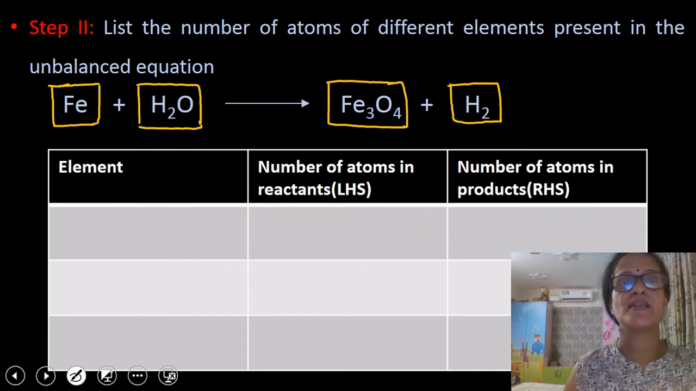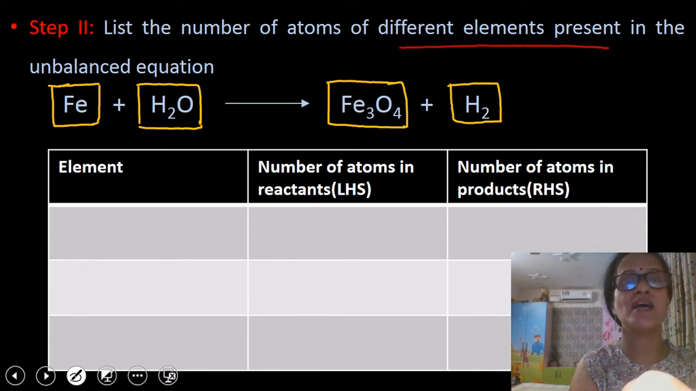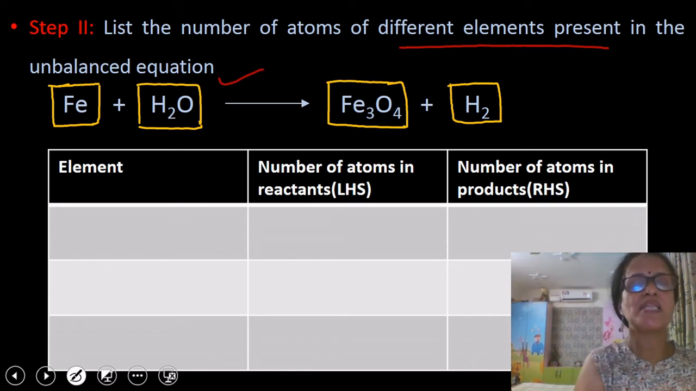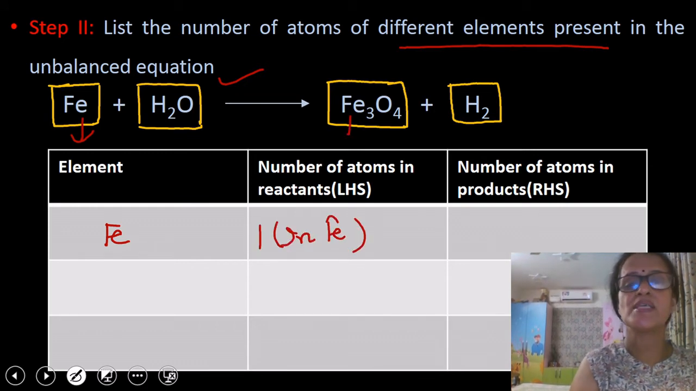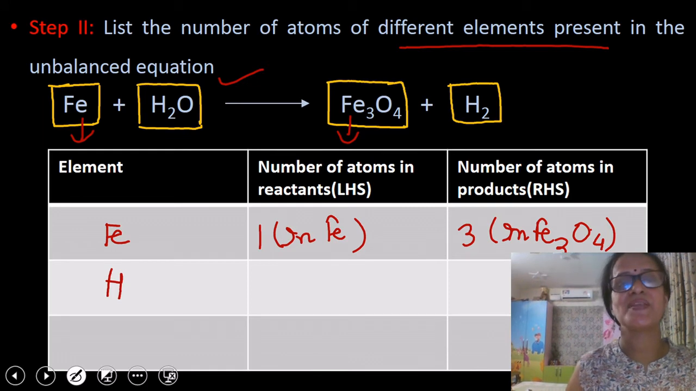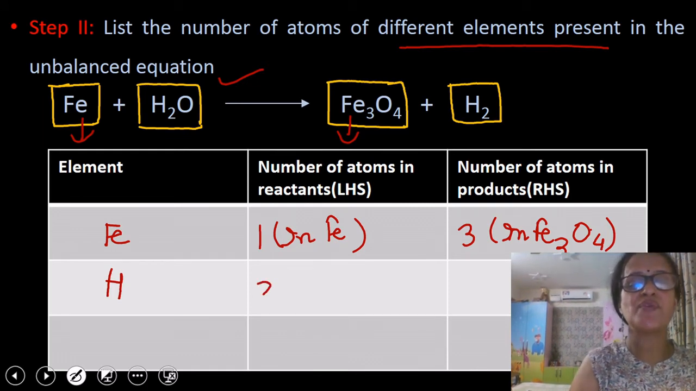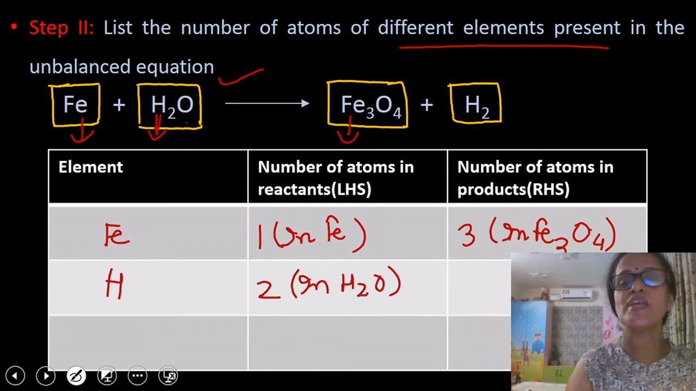Now in step 2, list the number of atoms of different elements present in the unbalanced equation. So we will start with iron. Students, you can check that on the reactant side we have only one atom of iron in Fe. You can see that on the product side we have 3 atoms of iron in Fe3O4. Now look at the hydrogen atom. Students, on the reactant side we have 2 atoms of hydrogen in H2O. And on the product side also we have 2 atoms of hydrogen in H2.